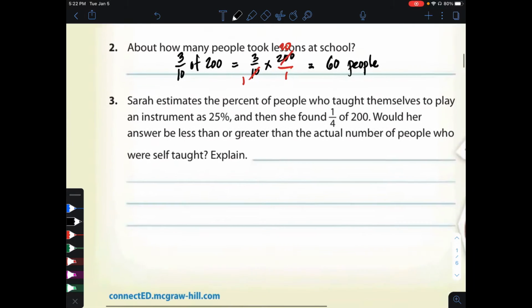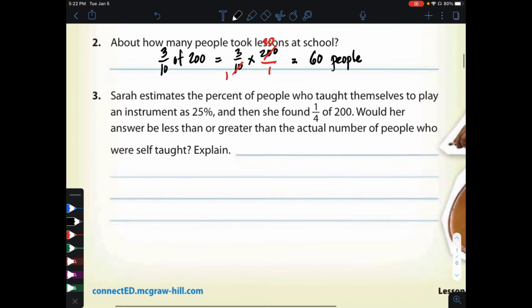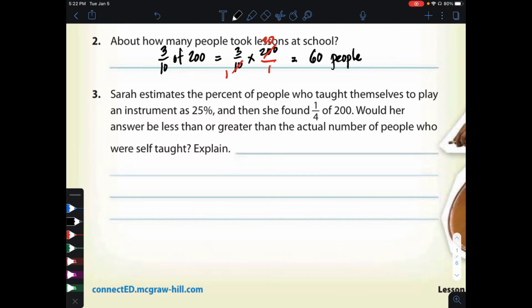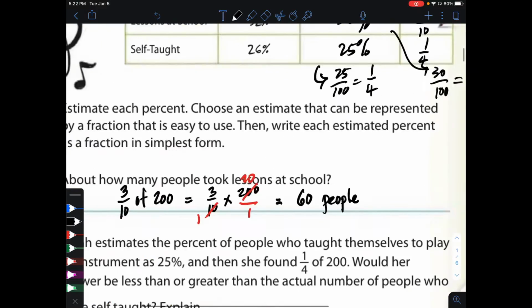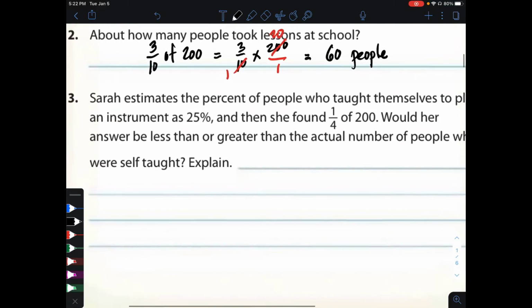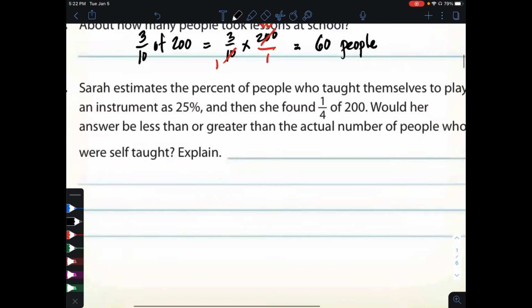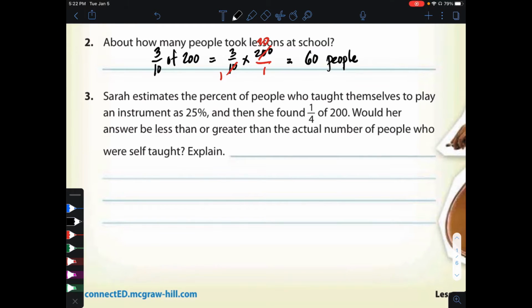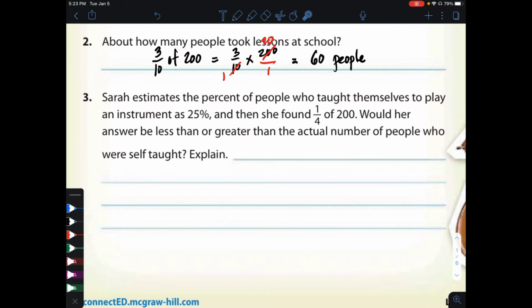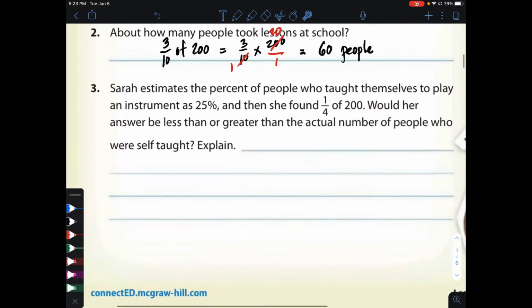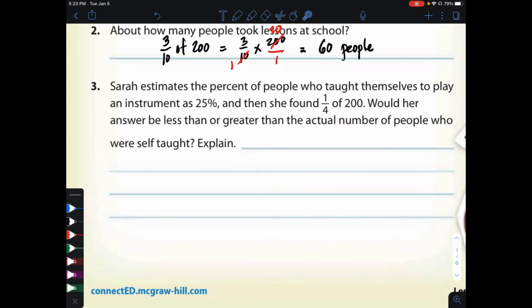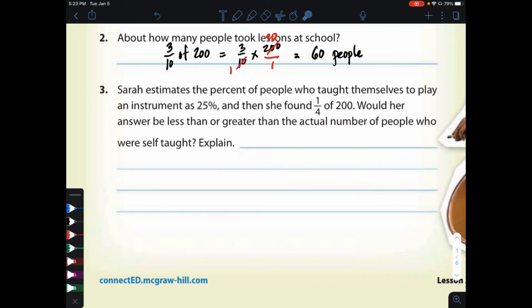Okay, so Sarah estimates that the percent of people who taught themselves to play an instrument is 25%. So we got here 25% right there. And then she found 1/4 of 200. Would her answer be less or greater than the actual number of people who were self-taught? So again, our estimate is 25%, but the actual percent is 26%. So basically, it's asking would her answer be less or greater than the actual number of people who were self-taught? So the most logical answer will be less than.